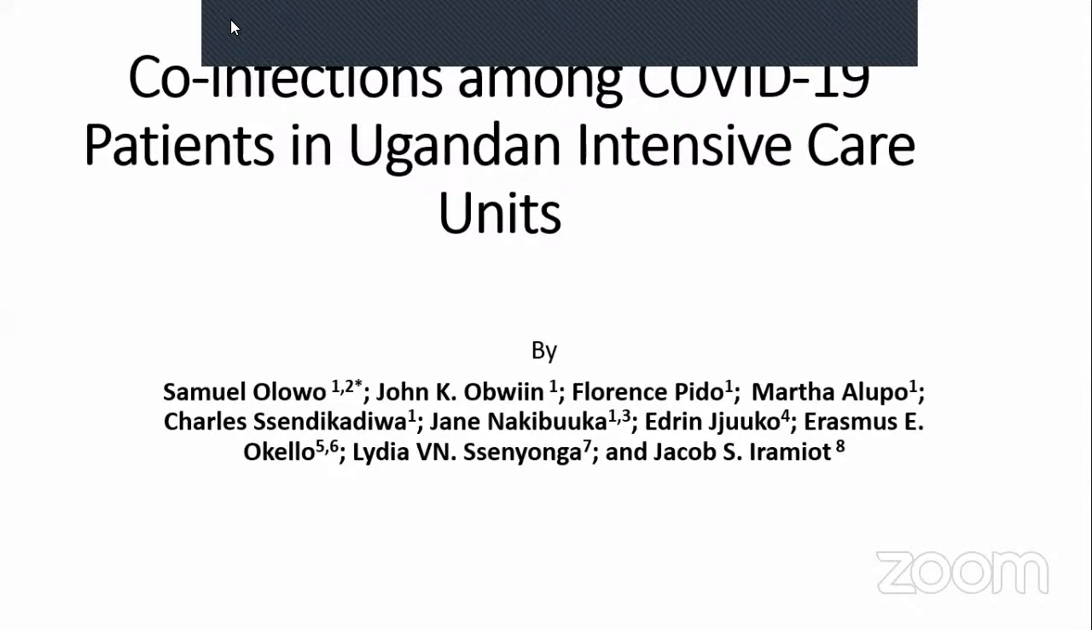So this was a research among COVID-19 patients. Specifically, we are focusing on the co-infections among COVID patients. It was quite a multidisciplinary research because we have nurses like me, John, Florence, Martha. These are all ICU nurses. And then we have ICU doctors, Dr. Sandy, Dr. Jane, and then Dr. Okello. Then we also have Sister Lydia Senyonga, the head of department of nursing at Busitema University, Faculty of Health Sciences. And then also we had a microbiologist, Dr. Jacob Eramoy Stanley, head of department at Busitema University, Faculty of Health Sciences.